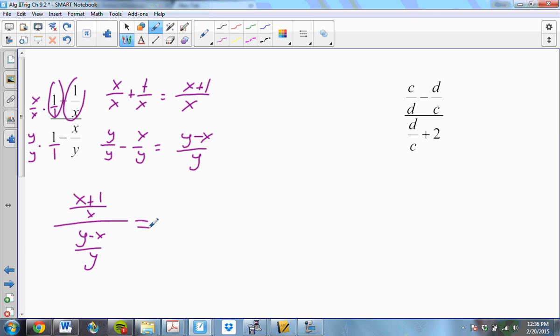Well, this is the same as division of fractions as multiplication by the reciprocal. x plus 1 over x times y over y minus x. Take the second fraction and I flip it over. Nothing here can cancel, so I'm just going to write this as xy plus y. Actually, I'll just leave it back in factored form. I think it's nicer in factored form.